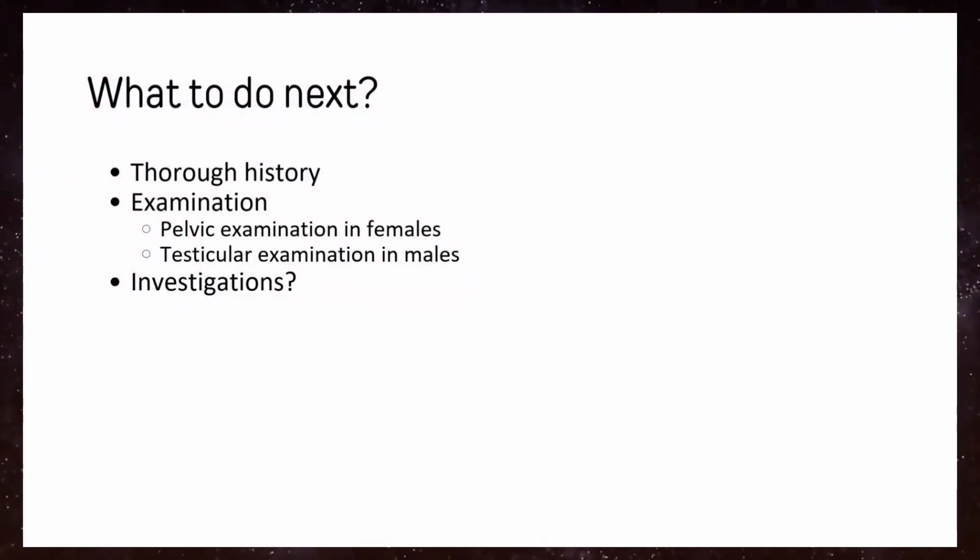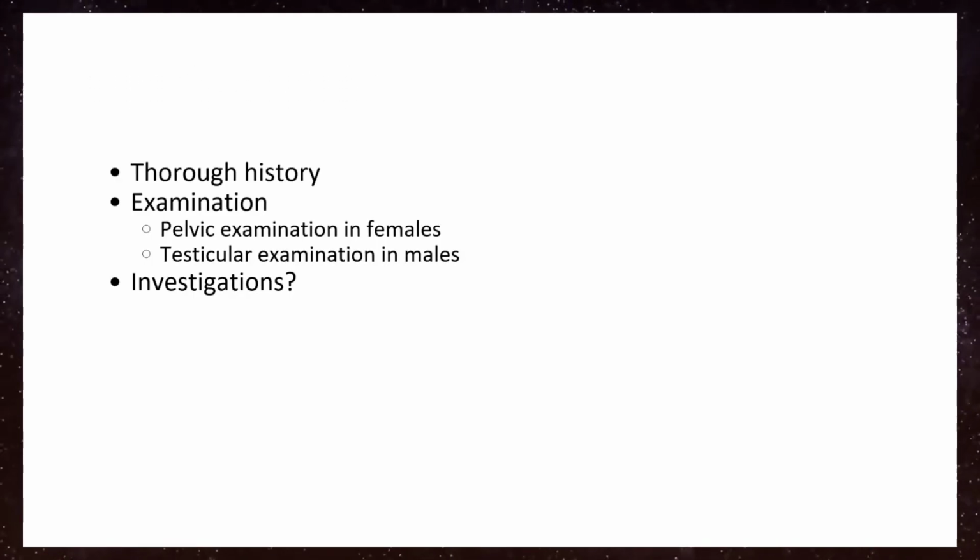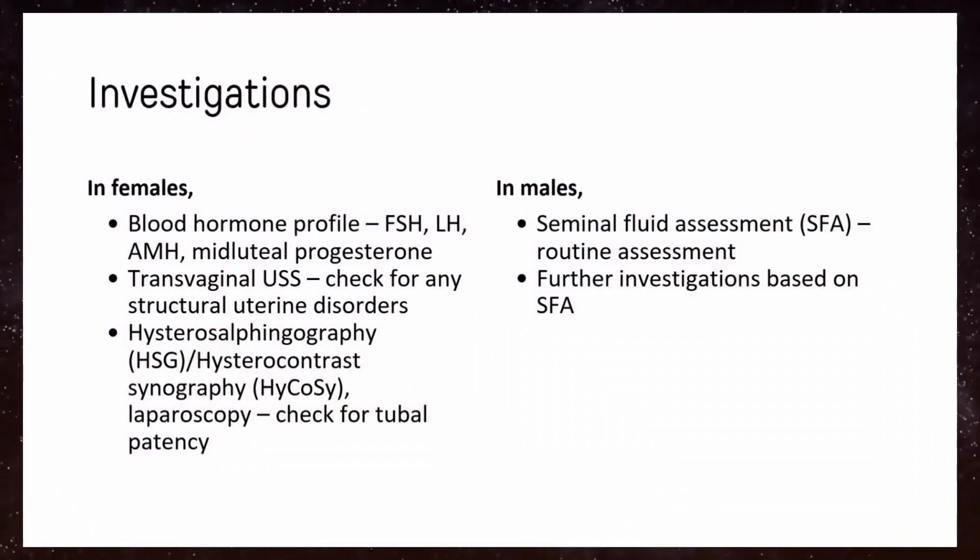When a couple presents due to subfertility, you must take a thorough history, examine both the male and the female, and do the necessary investigations next. This way, the cause for subfertility can be narrowed down. In females, we can perform the blood hormone profile to identify any issues with the hypothalamic gonadal axis. It also aids in measuring the ovarian reserve.